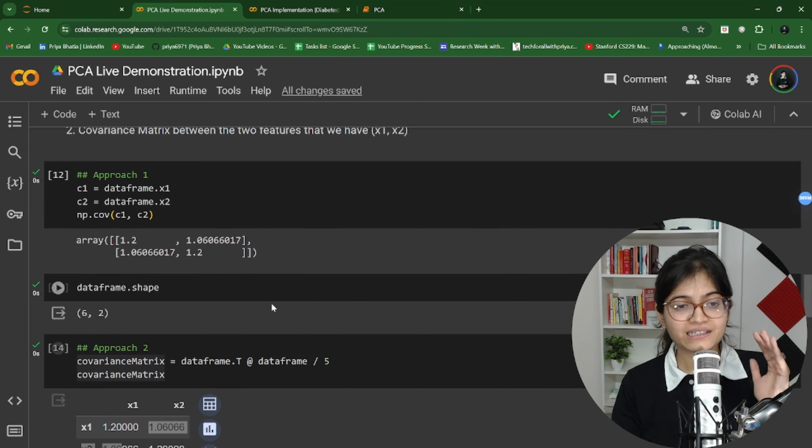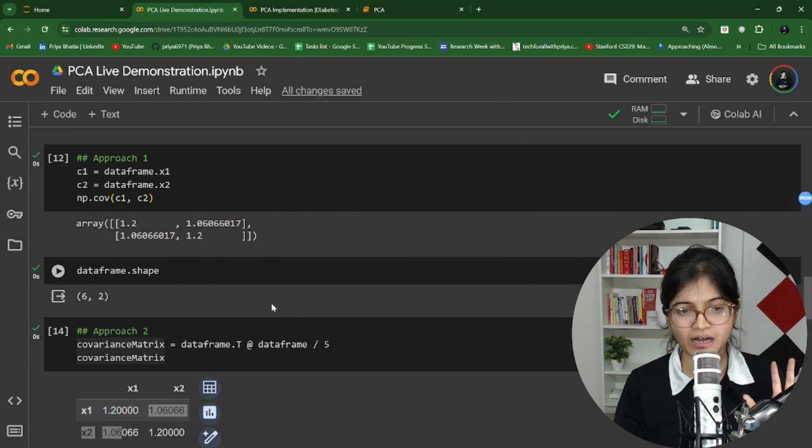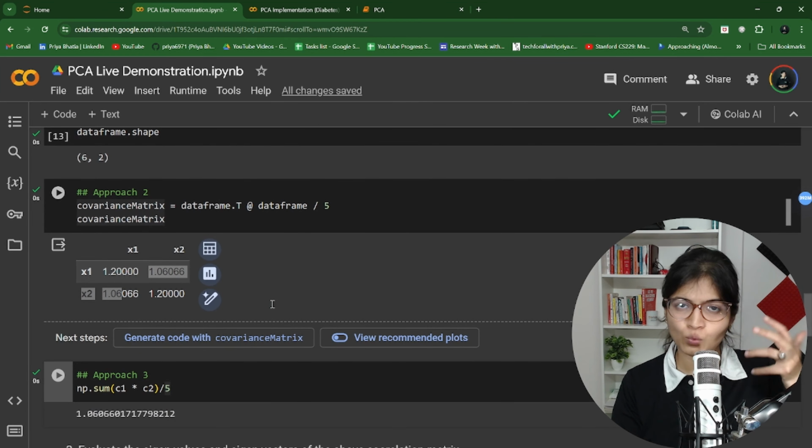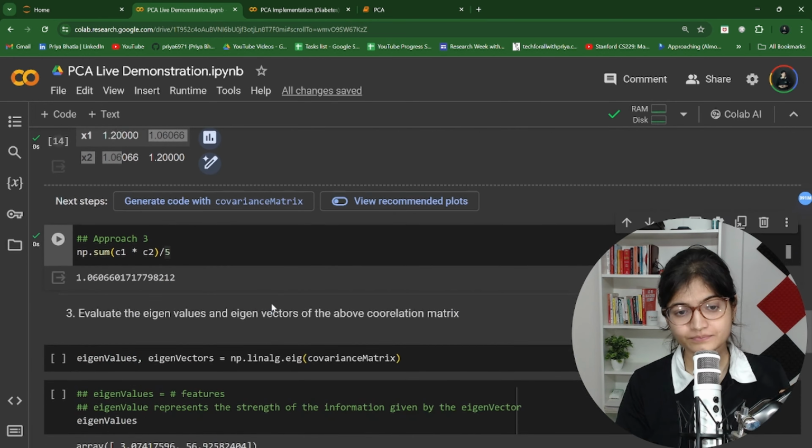So there are 3 different approaches, but the main focus is to evaluate that covariance matrix, which is definitely coming out similar in all these 3 ways. It really depends on you. Whichever way you want, you can do that.